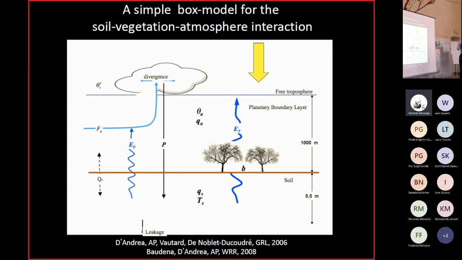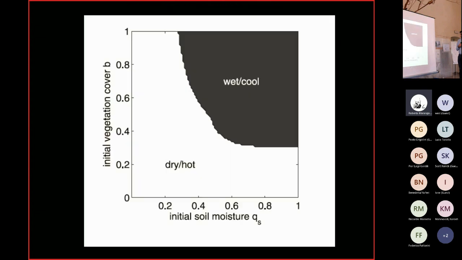I mean, the equations are just derived from the standard equations. But the interesting thing is that the system has two stable points. This is the initial soil moisture. This is the initial vegetation cover. And then if you have enough soil moisture and enough vegetation cover, then you end up in a normal summer, wet and cool, whatever cool means.